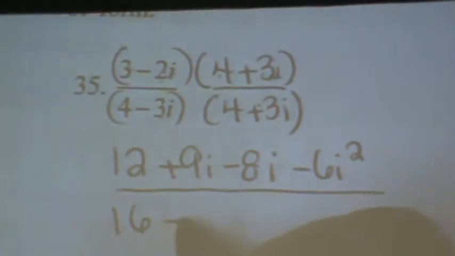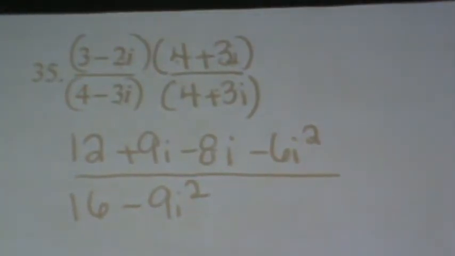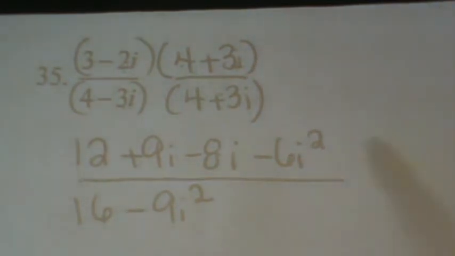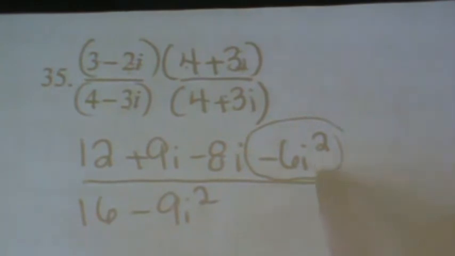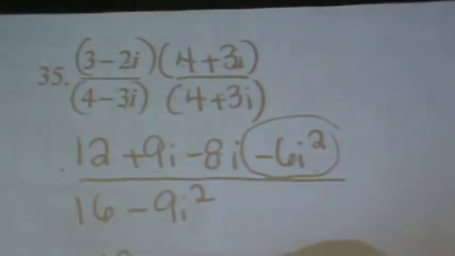Negative 9i squared. Okay, good. Next, what are you going to do? What does this go to? 6. What's 6 and 12? What's this? Positive i. And then this is 9. 9 and 16 is 25. Done. Questions?